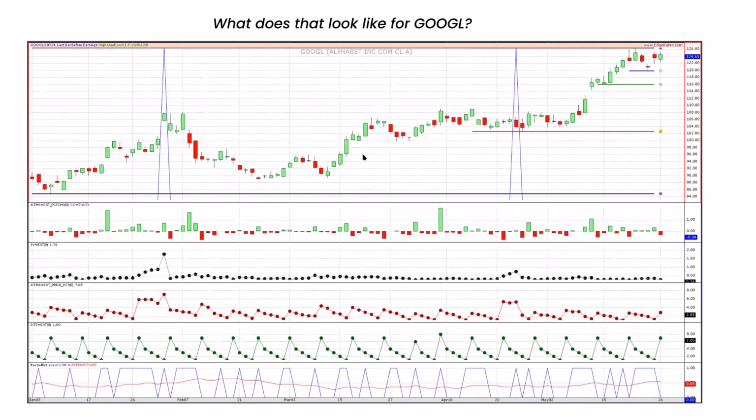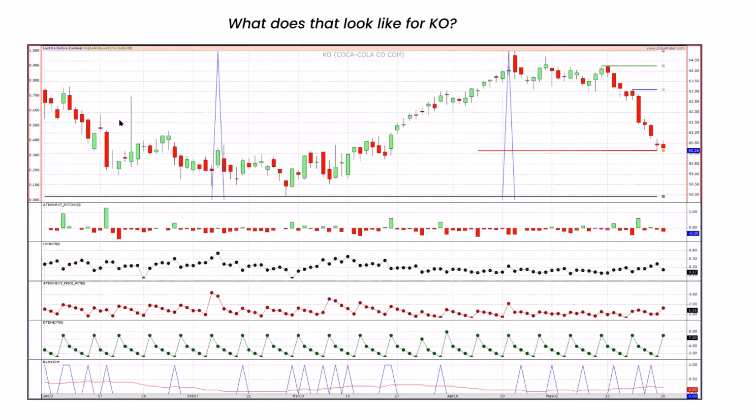Okay, so that's what it looks like for Google. Advantage to the option buyers. What does it look like for Coca-Cola? Advantage to option sellers. You have a lot more red bars here in the straddle. Regardless of the implied volatility and the price, basically so far this year, Coca-Cola's straddles have been overpriced.